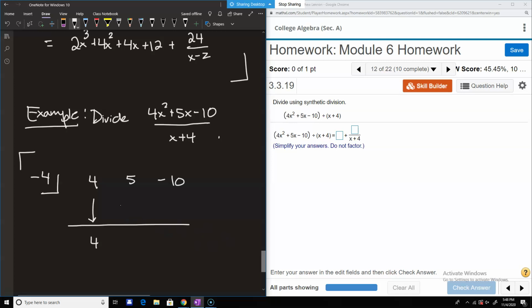You could Google pictures. 4 times negative 4 is minus 16. Add, we get negative 11. Negative 11 times negative 4 is positive 44. If you add those, you get positive 34.